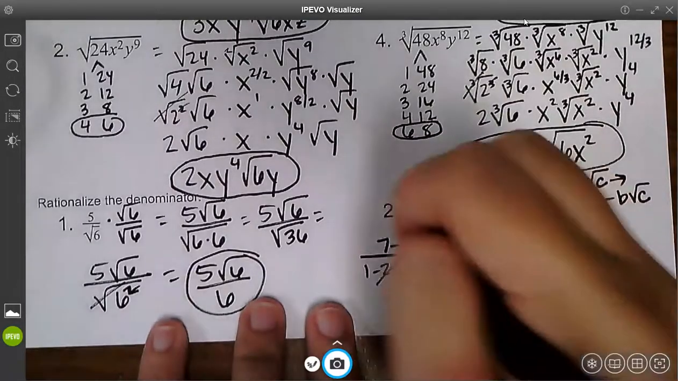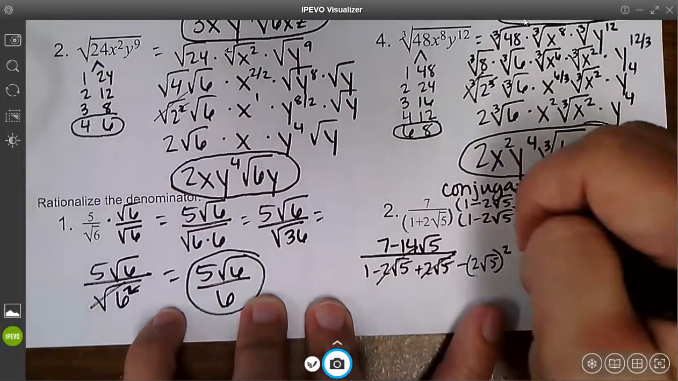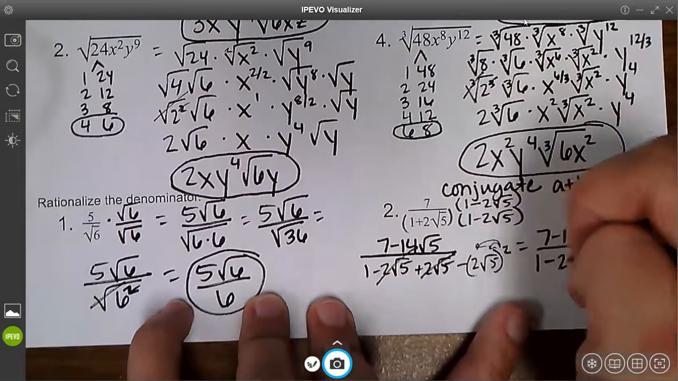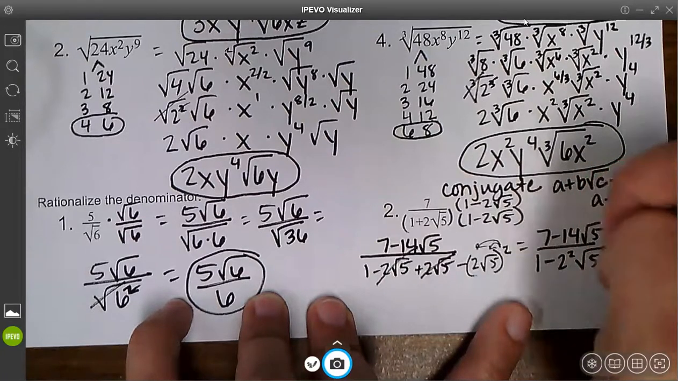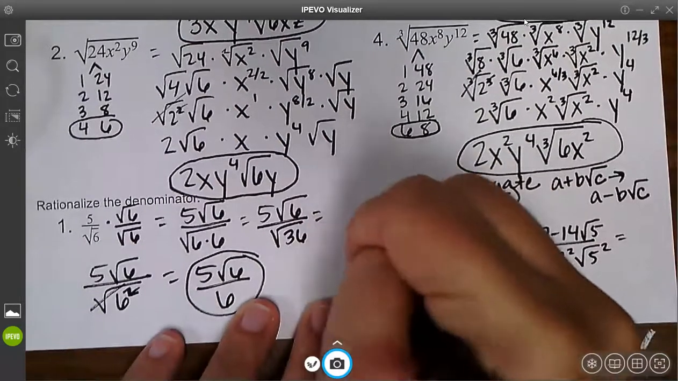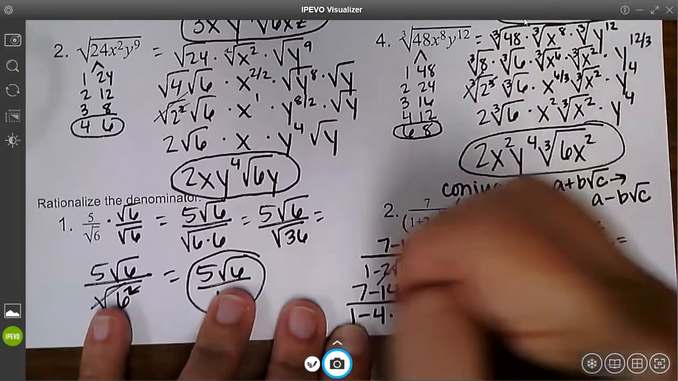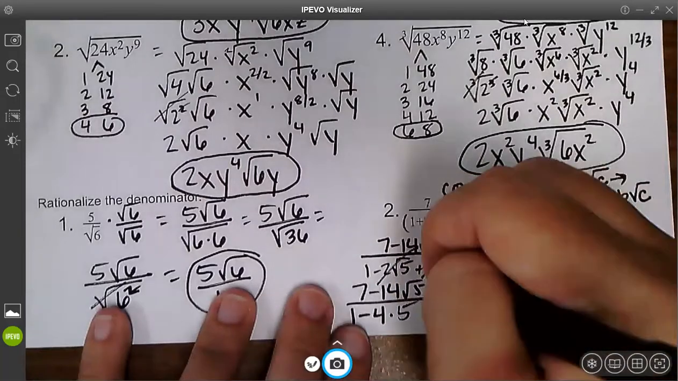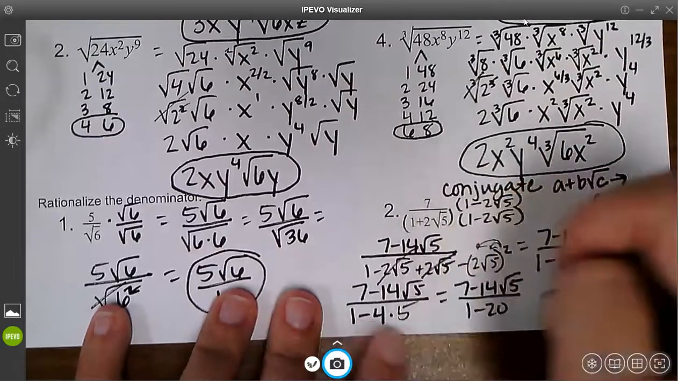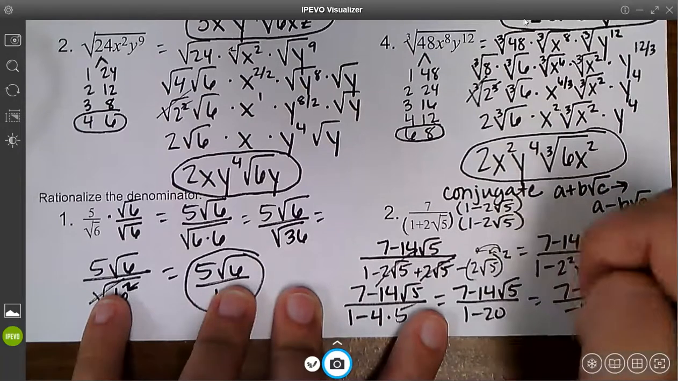So now this cancels. So we have 7 minus 14 root 5 on top. And 1 minus, when you raise a product to a power, you distribute. So you have 2 squared times the square root of 5 squared. Two squared is 4. Square root of 5 squared, that cancels, so times 5. Order of operations, you have to do that multiplication first. So you have 1 minus 20, which is negative 19. So 7 minus 14 root 5 over negative 19.